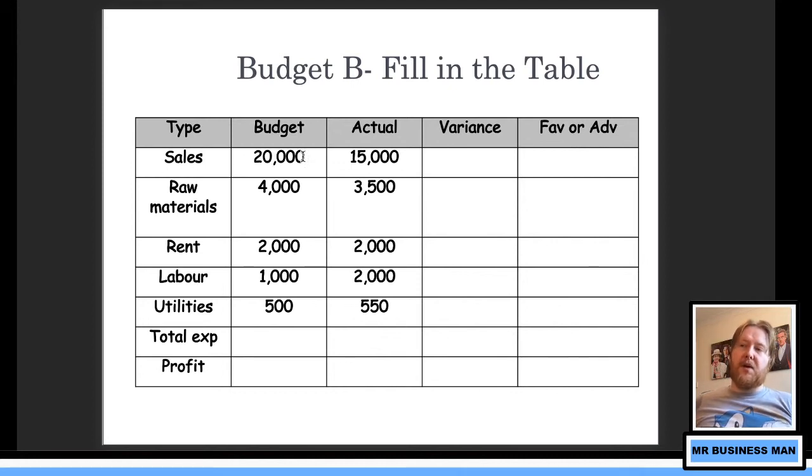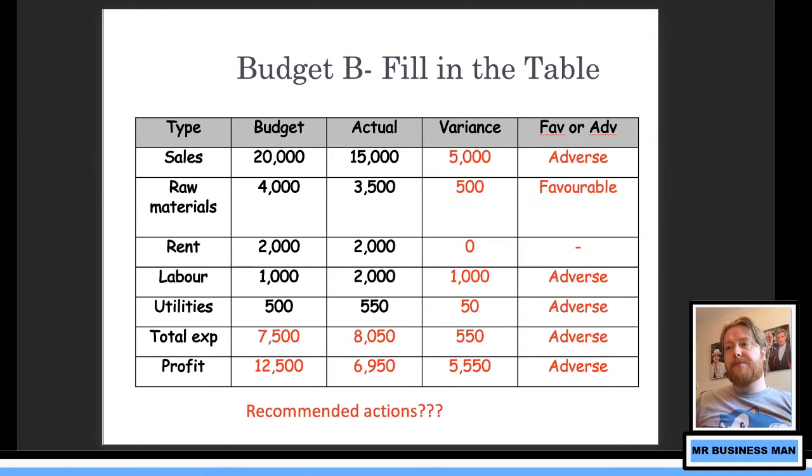If we budgeted 20,000 and we actually made 15,000, then we've got a variance of 5,000. Is it favourable or adverse? Well, we thought we were going to make 20,000. We actually only made 15,000. So that's not good, so that's adverse, isn't it? Whereas if we were to do the same here, we thought we were going to spend 4,000, but we actually only spent 3,500. That's a variance of 500, but that's favourable because that was a cost and that was a revenue, wasn't it? Okay, do you see how it works? Okay, so I'll show you the answers.